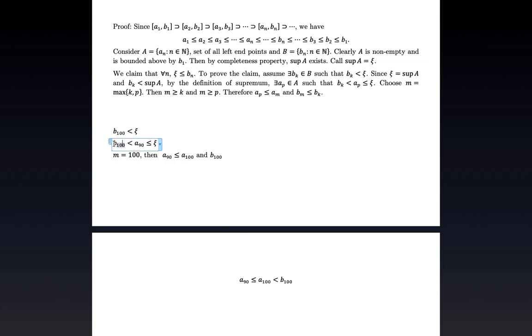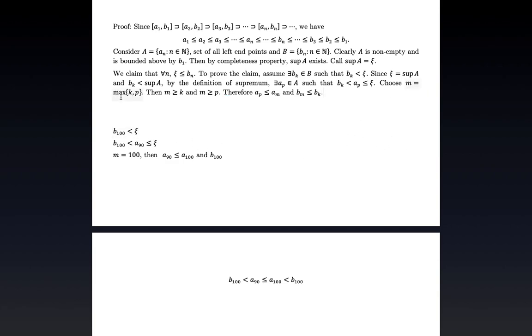But what we have got here is B100 is smaller than A90. So this is a contradiction: B100 is strictly smaller than B100. The same number B100 is smaller than itself. So that is a contradiction. So let's come back here.